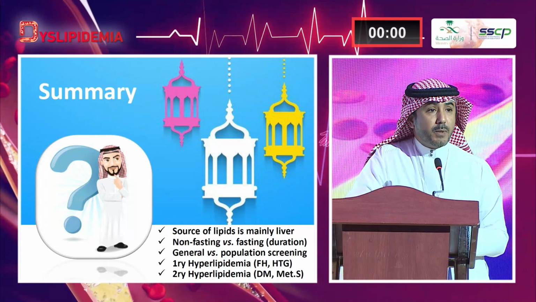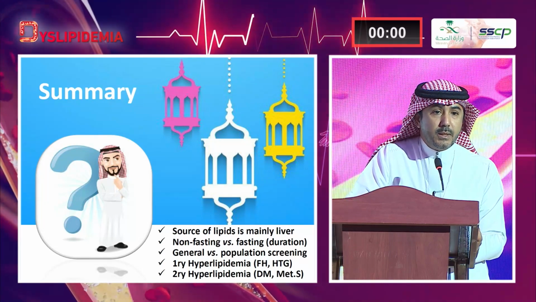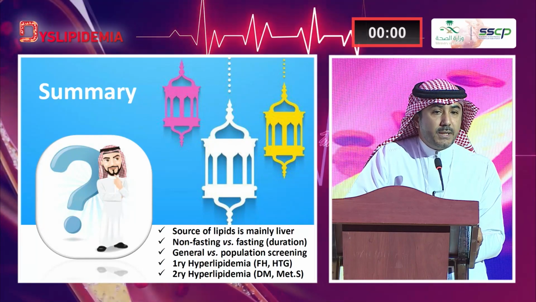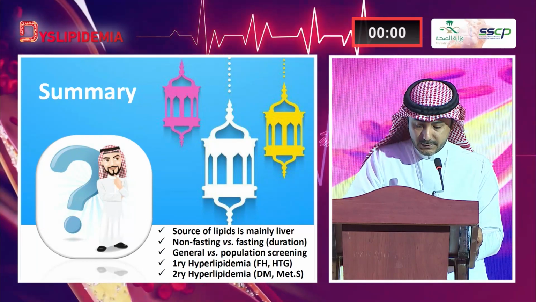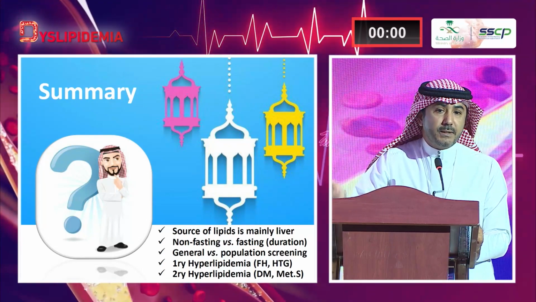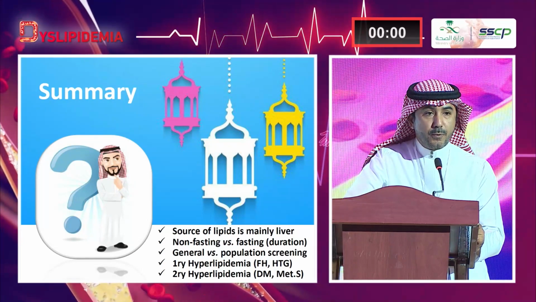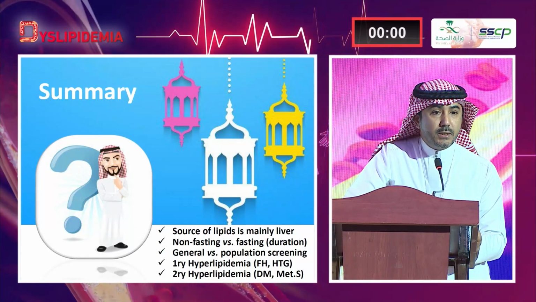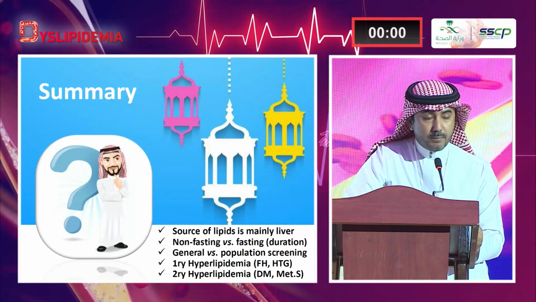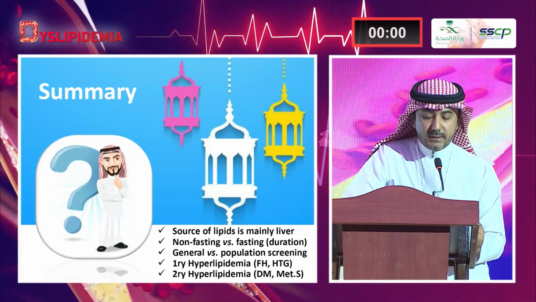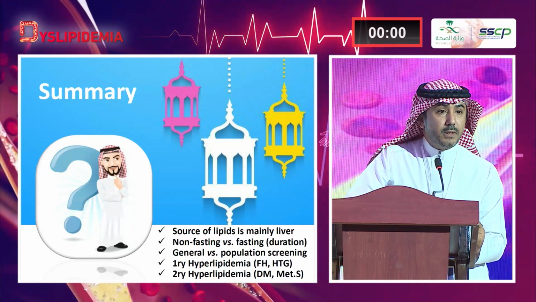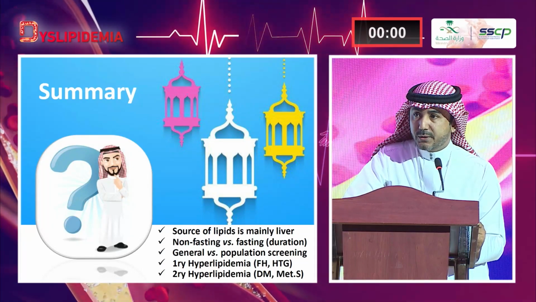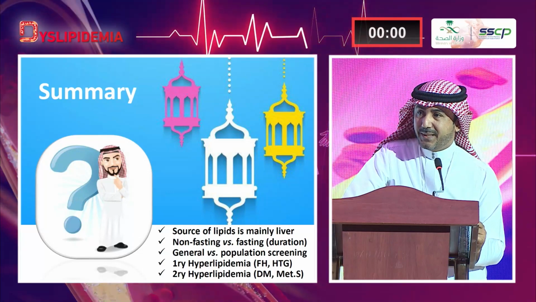General population screening is very useful. Any individual above the age of 20 should have a lipid profile. If it's normal, you repeat it in 5 years. If it's abnormal, then you do a fasting lipid profile to look for hyperlipidemia. Primary hyperlipidemia, isolated hypercholesterolemia, mainly is from familial hypercholesterolemia, given the high prevalence. Isolated hypertriglyceridemia is usually also present in pediatrics. I'm sure Dr. Muhammad will be speaking more about it.